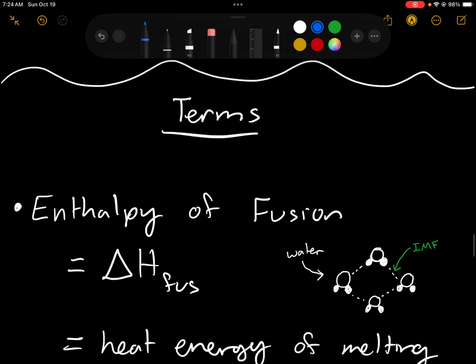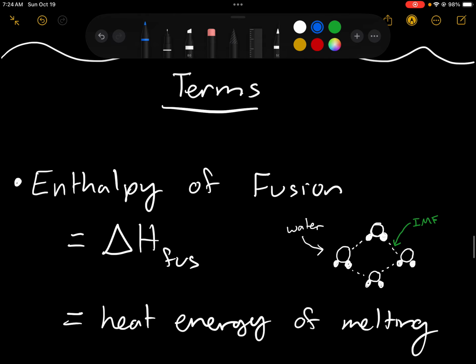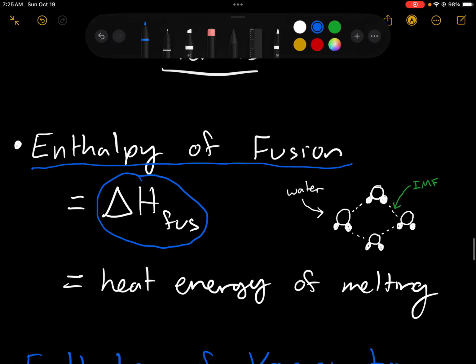So that one's a little bit easier to understand. There's a couple of terms that I'd like you to be aware of, and these are completely new terms. They're not review terms, but I'm going to introduce them to you here anyway. The first is enthalpy of fusion, and we abbreviate that delta H sub FUS, or delta H fuse. Basically, what that is the heat energy of melting. How much energy does it take to break the IMFs between solid particles?